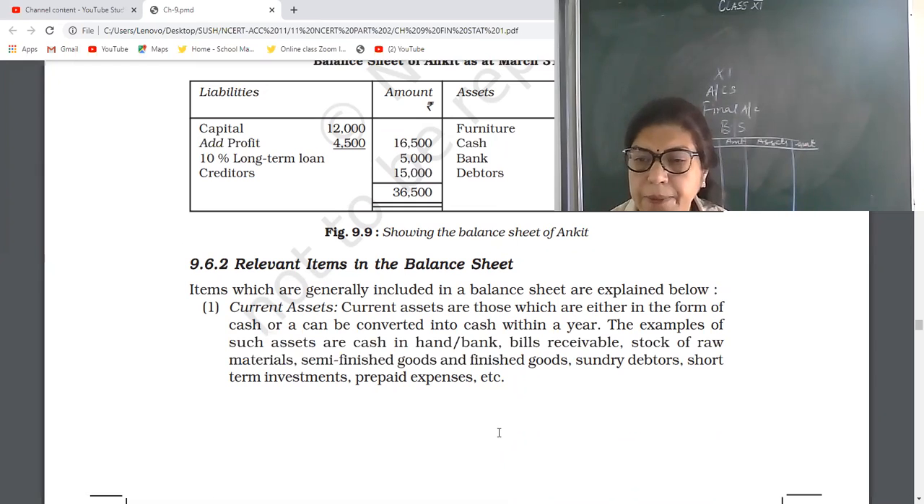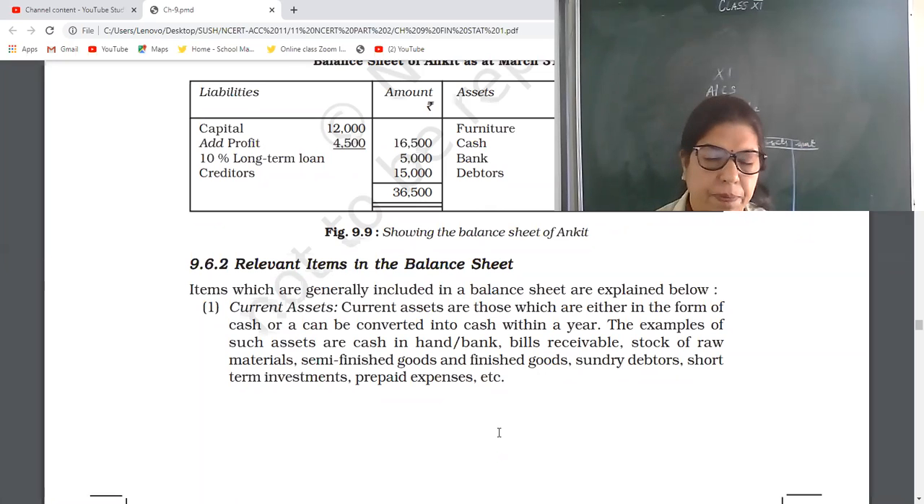Current assets. Okay, what do you understand by current asset? Current assets are those assets which are either in the form of cash or cash equivalent, like bank balance. And these assets can be converted into cash within a year.